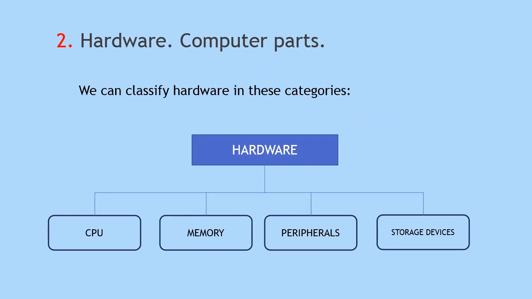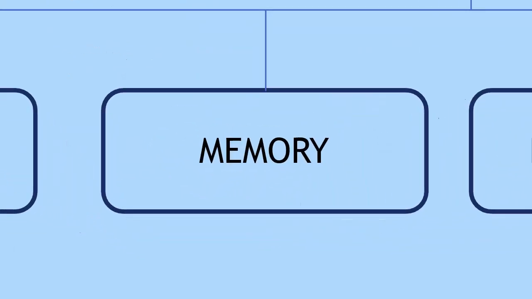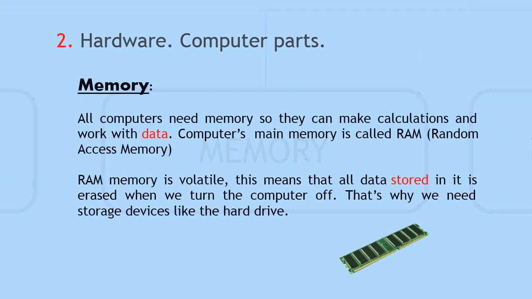Now let's take a closer look at the main memory. All computers need memory so they can make calculations and work with data. Computer's main memory is called RAM, Random Access Memory. RAM memory is volatile. This means that all data stored in it is erased when we turn the computer off. That's why we need storage devices like the hard drive.